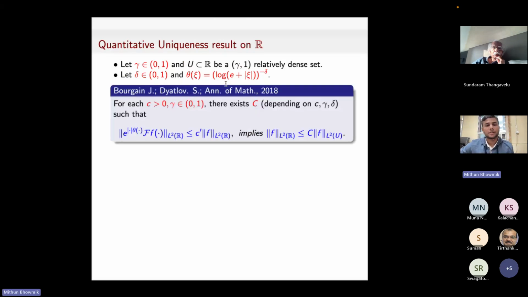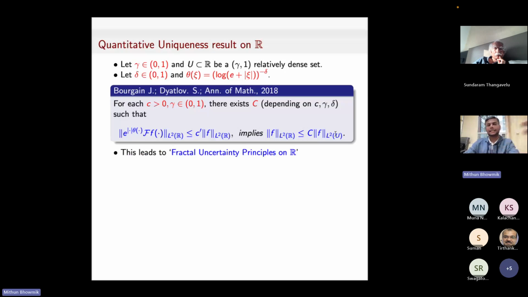Now this is the result of Burq. We have already talked about this result in the last conference in Bombay. Some of you might have seen it. It says that whenever we have a relatively dense set, with relative denseness given by this parameter gamma, and we have a constant C, and a function whose Fourier transform decays rapidly, how much is its Fourier transform decaying? The Fourier transform times exponential of mod xi times theta xi, where theta xi is this quantity. If its Fourier transform has this much decay, then I can still get some control of the L2 norm of the function out of its L2 norm on the relatively dense set.